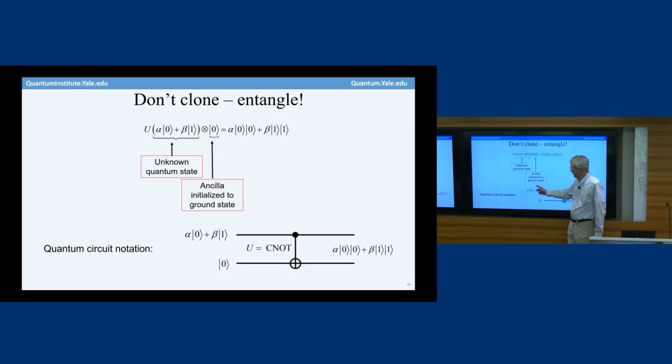So here's my unknown state. I don't know what it is, but I apply a controlled knot. So for this part of the state, the control is in 0. So nothing happens here. It stays in 0. For this part of the state, the control is in 1. That activates the knot operation here and puts the ancilla in 1. So you end up getting this entangled state, 0, 0, plus 1, 1. All right, that's just a simple C-knot circuit.